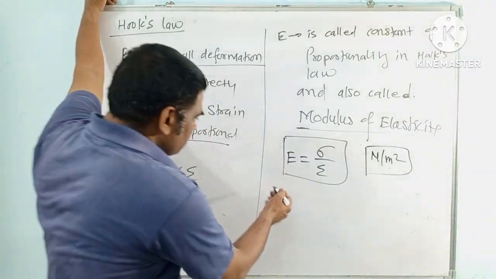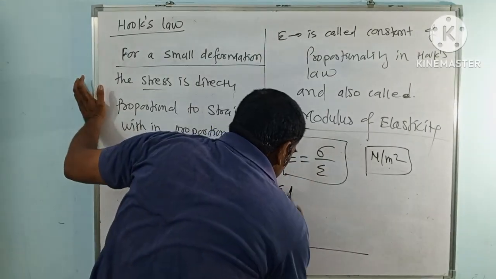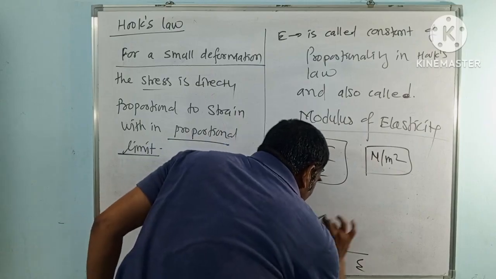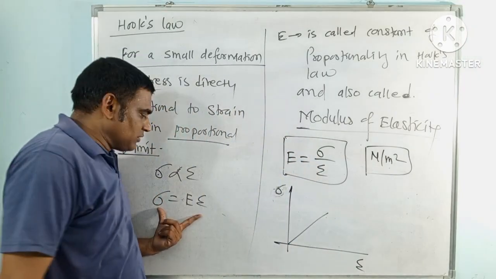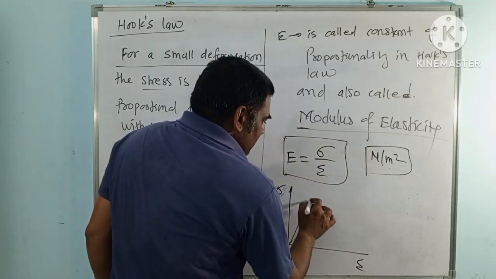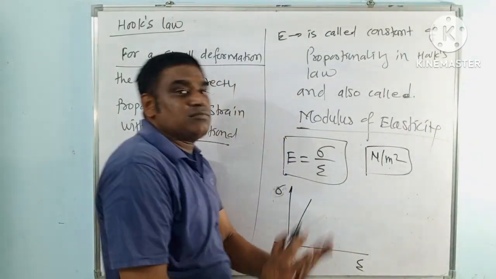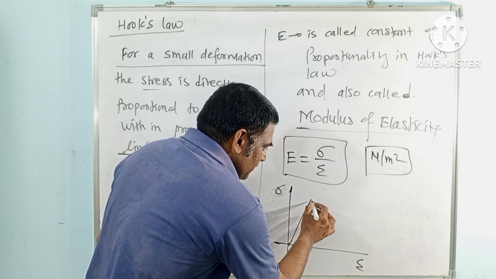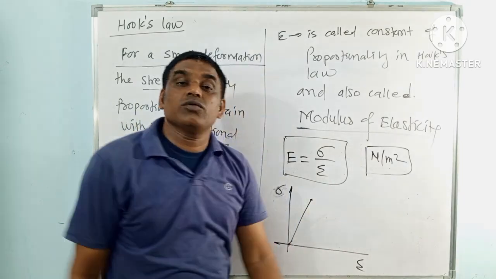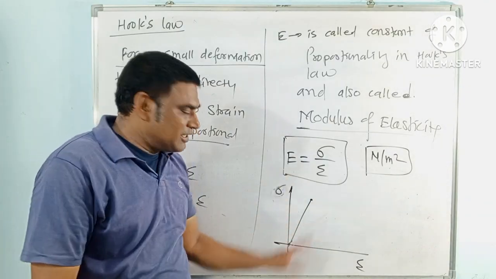Now, if you draw the graph of stress versus strain, this will be a straight line because they are directly proportional to each other. It holds for small deformation only, which means the strain value will be small. If it is more, then no. So this is your proportional limit, up to this point only. Later on things will change, and we will discuss that in detail later.